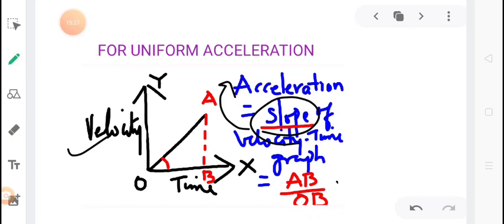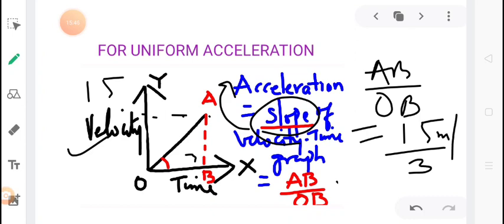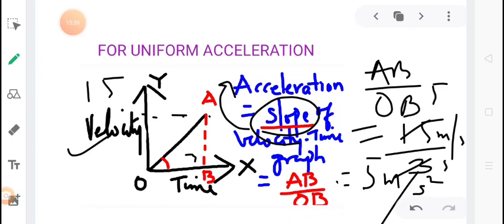Let's find out the slope. Say for time 3, this is the value of velocity, that was 15. So AB by OB, that will be equal to how much? Velocity is 15 and time was 3. It's 15 meter per second, and this is also second. So that gives you how much? 5 meter per second square. That is the value of acceleration in this case. So in this manner, by finding out the slope of the velocity time graph, we can find out the acceleration.